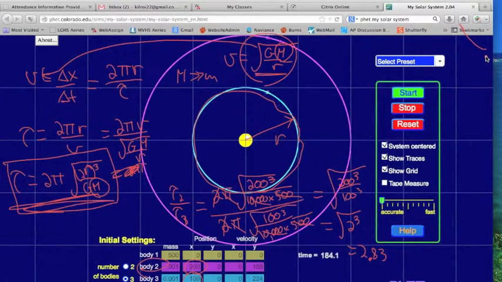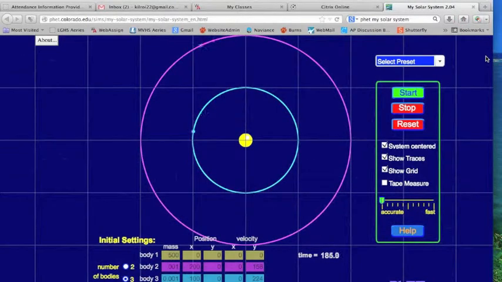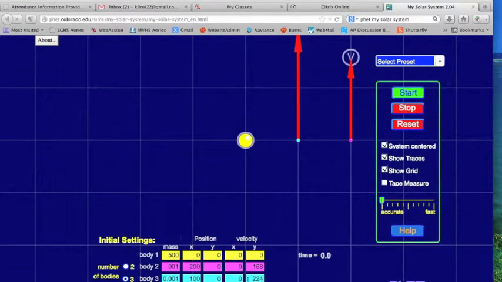So here goes. It's gone. And so what I'm going to do is turn this guy into an elliptical orbit. And so I'm going to add velocity. And so what happens if I make it go faster? I got to stop and reset. And so instead of 224, let's make it go 250.